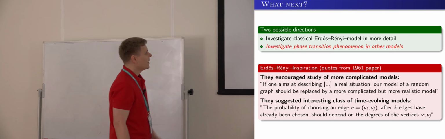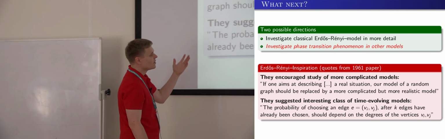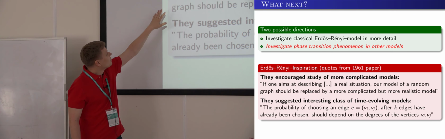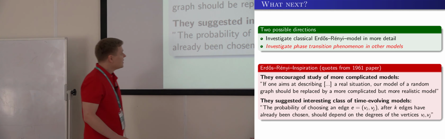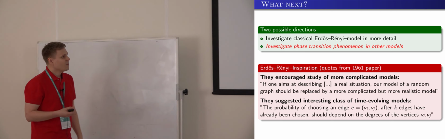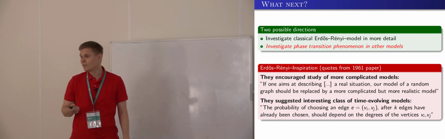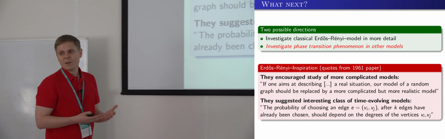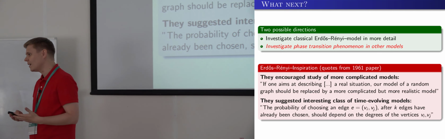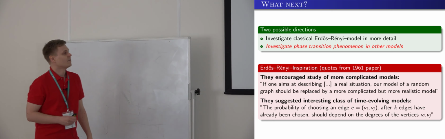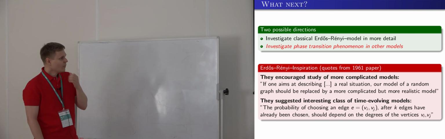If you actually look into this paper from 1961, then you see that, of course, Aldous and Raney were already fully aware of this idea. So to quote from their paper, if one aims at describing a real situation, our model of a random graph should be replaced by a more complicated but more realistic model. Okay, so already in the 1960s, they put out there, yes, if you want to do real network modeling, then you should look at a different model. A-Ranee is not the right thing to look at.